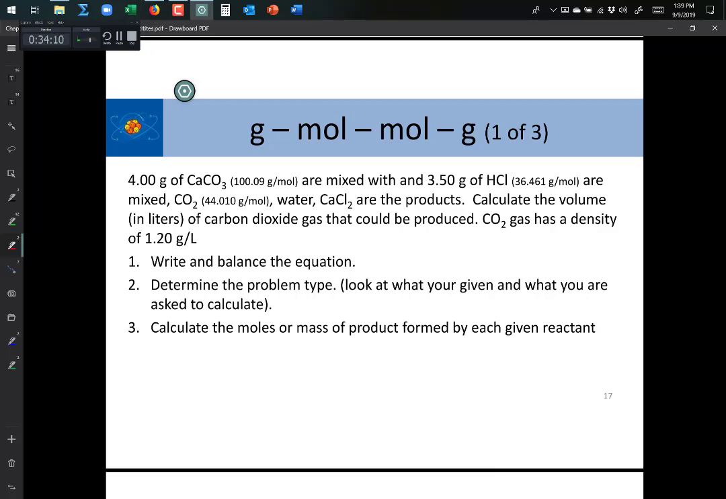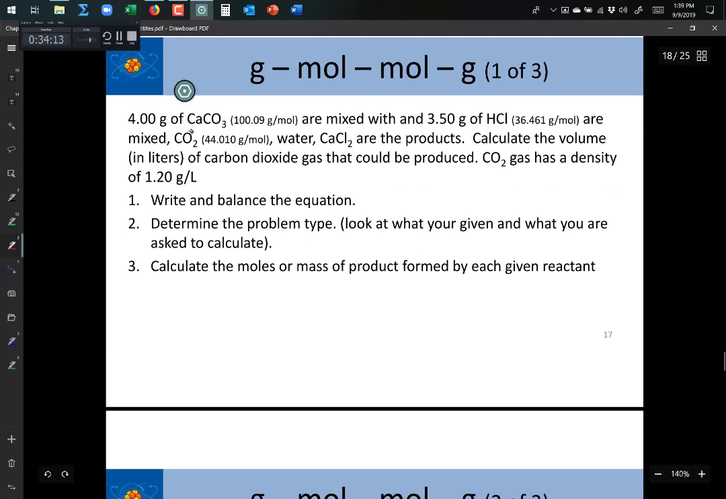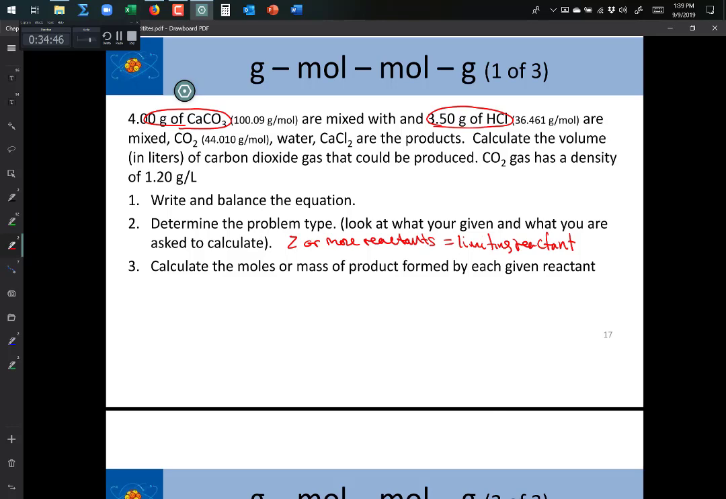Okay, so if you look at this problem, it says you have 4 grams of calcium carbonate, right, and 3.5 grams of hydrochloric acid, and you mix them together, even though I don't have the chemical reaction written out yet. Those are the reactants, it's the limiting reactant problem, okay? So two or more reactants equals limiting reactant. And then if it is a limiting reactant problem, then you have to calculate the moles or the mass of the product that forms from each reactant.